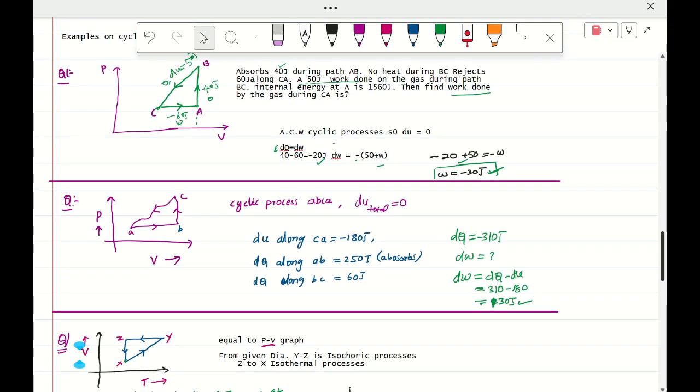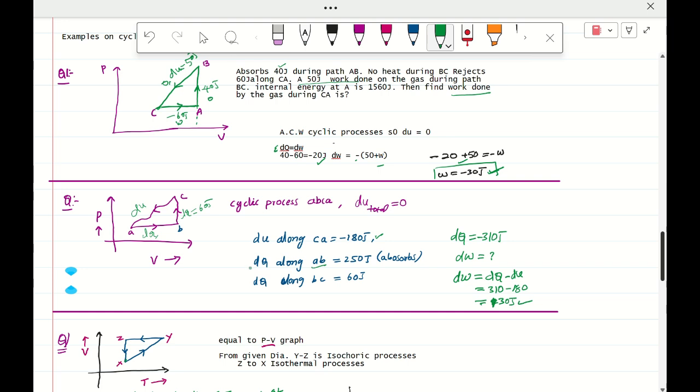So now coming to the same model, this is a cyclic process. dU is equal to 0, A, B, C, A. And here dU along CA is given as minus 180 joules. Not 0, the total is not 0. dQ along AB is given. And along CA, C to A, dU is given. And along BC, again only dQ is given, because dQ is equal to dU here, that equals 60 joules, because dW is equal to 0. So dQ is equal to 60 joules.